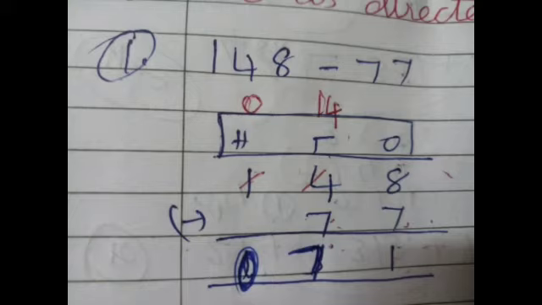So 14 minus 7. Keep 14 in your mind, take 7 fingers before 14: 14, 13, 12, 11, 10, 9, 8, 7. So 7 will be the answer. So 148 minus 77 will get the answer 71. Similarly, you can do the sums.